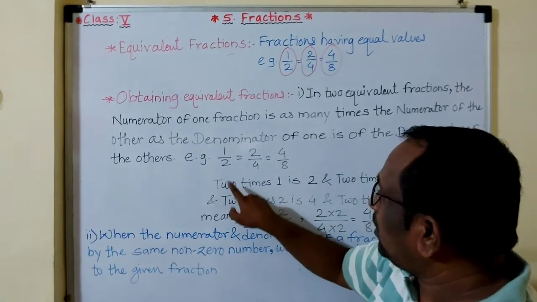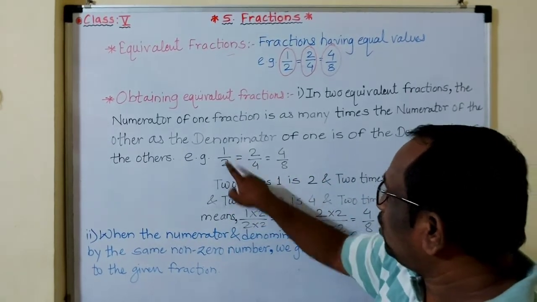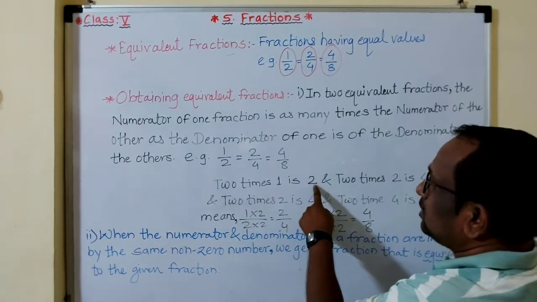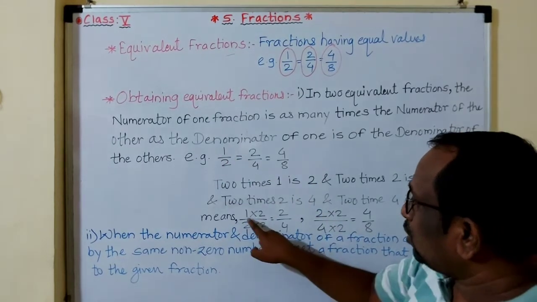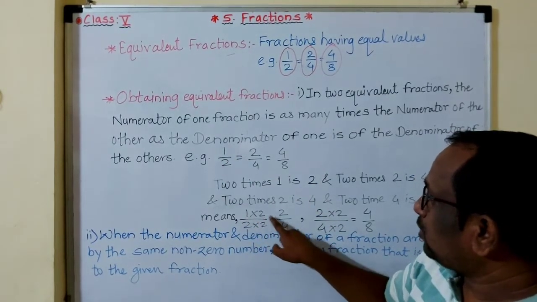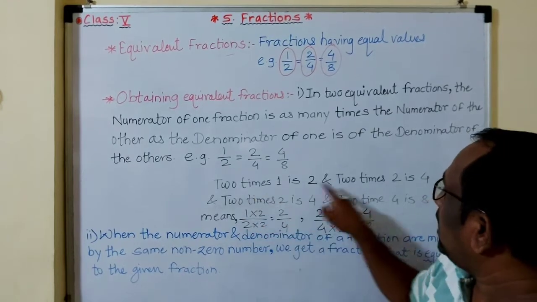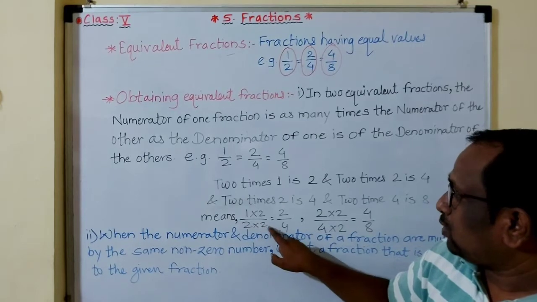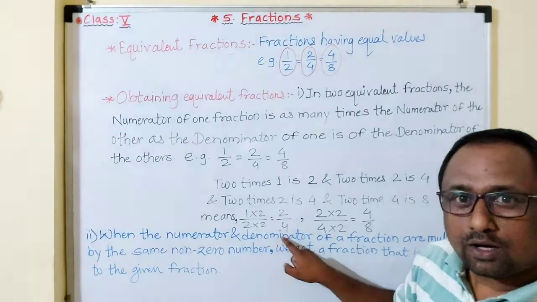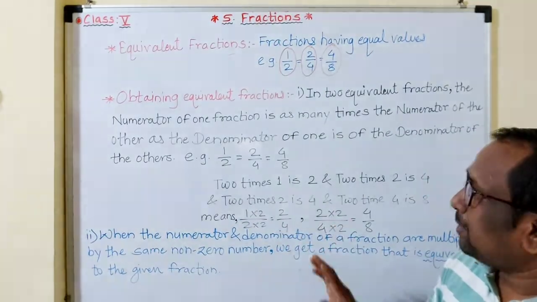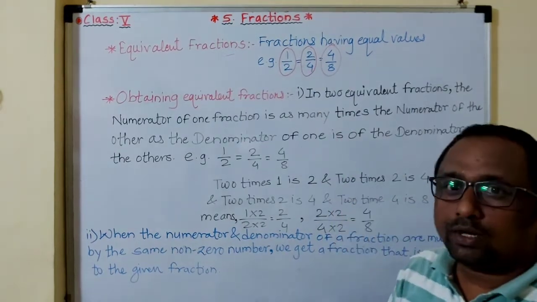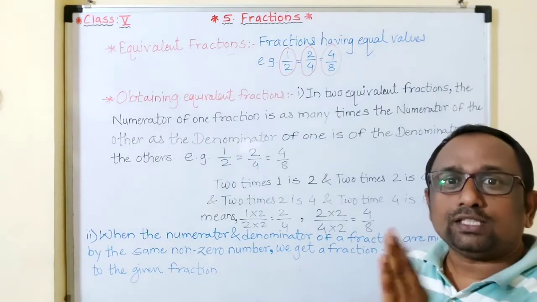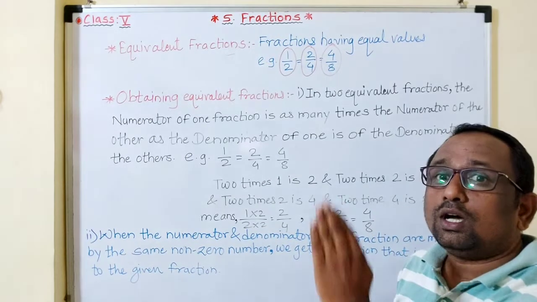Now if we multiply 2 times 1 here, 2 times 1 is equal to 2. 2 times 1 means 1 multiplied by 2 is equal to 2, and 2 times 2 is equal to 4. 2 multiplied by 2 is equal to 4. Okay, means if we multiply numerator and denominator by the same number, whatever fraction we get is equivalent to the first one.